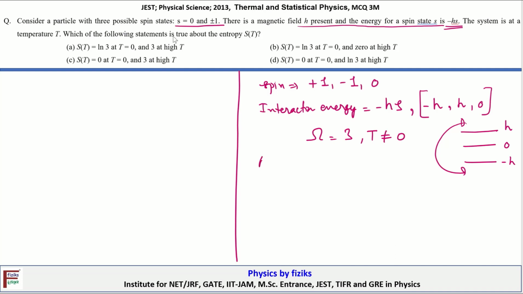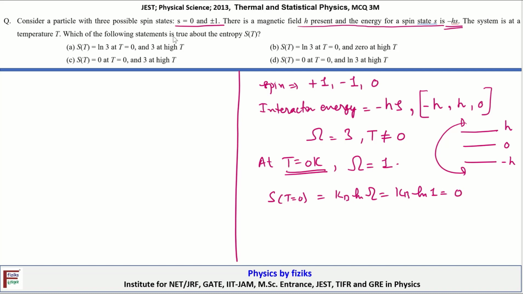Whereas at absolute zero, at T equal to 0 Kelvin, the thermal energy diminishes, so in that case the system will exist in a new configuration in the ground state corresponding to omega equal to 1. So S when T is equal to 0 is equal to kB ln omega, which is equal to kB ln 1, and that is equal to 0.